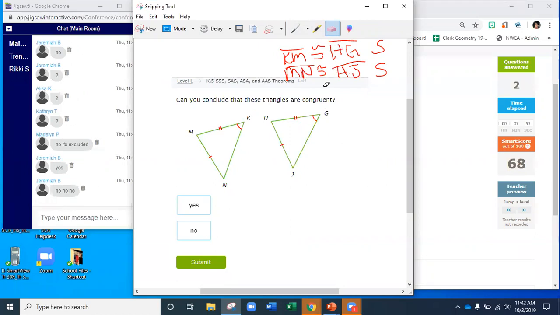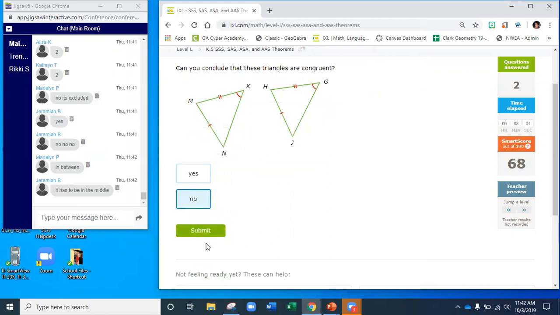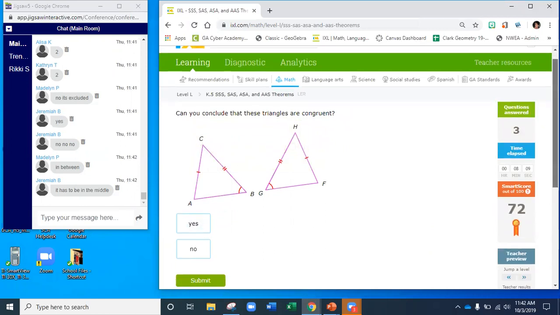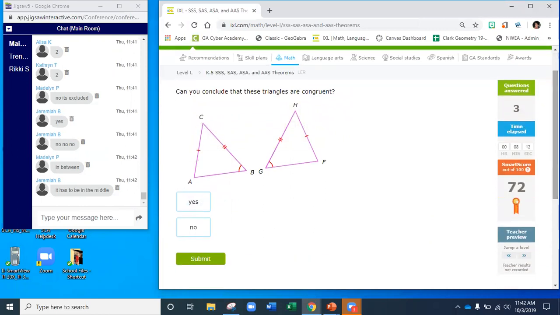What does included mean? It means it has to be in between. This is the included angle on both of these. This is not the included angle. Okay? So once again, no. All right? Is this one the included angle? Seems like they're trying to tell us something, right? They want us to know that included angle doesn't work. It has to be the included angle when we're talking about side-side angle, right? It has to be the included angle.